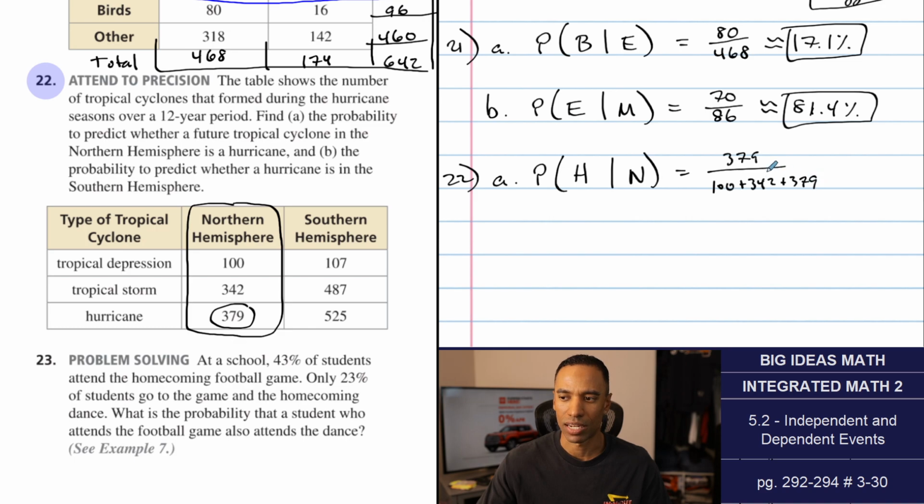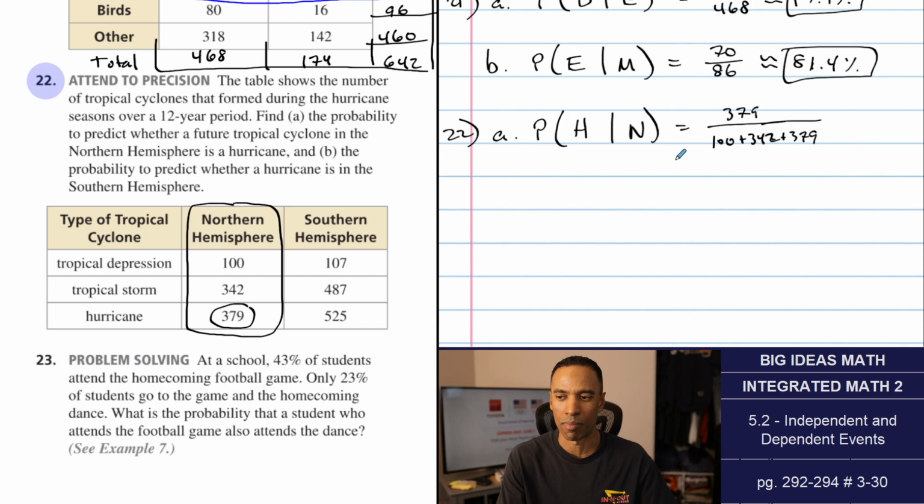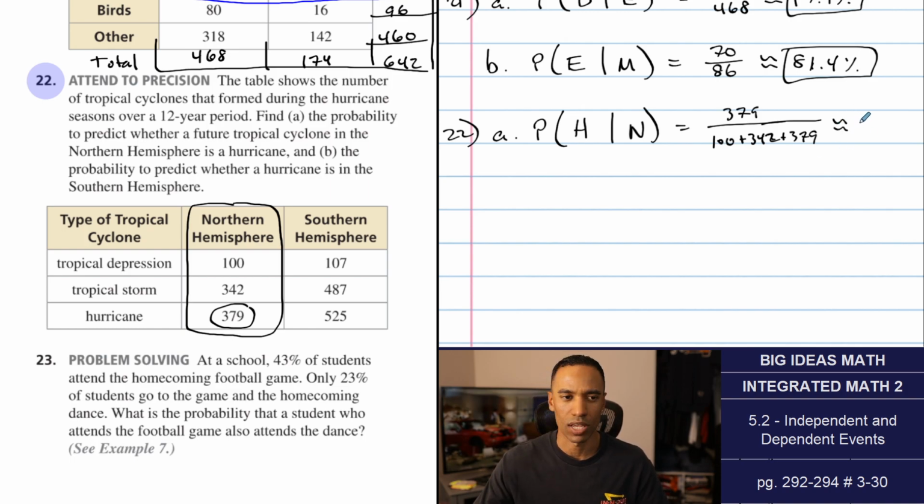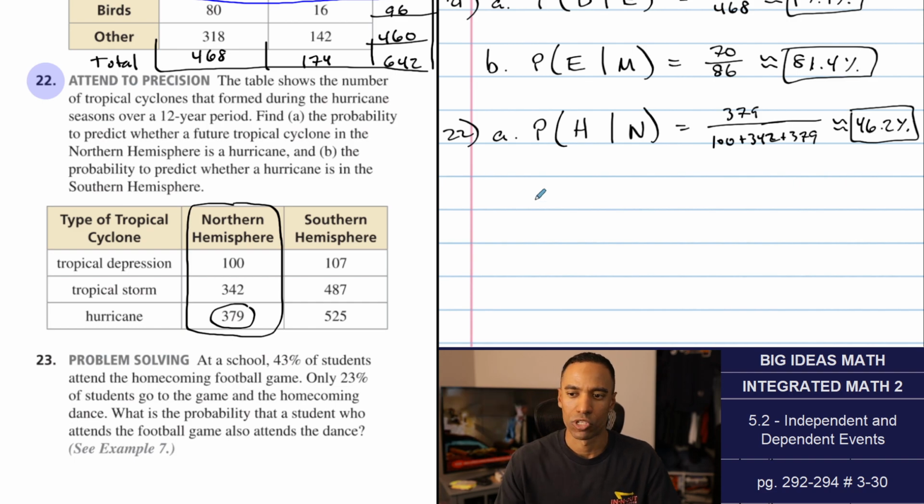And I would have done the same thing I did last time, but because we're only doing it for a single question, I think here we might as well just do it like that. So I'm going to calculate this straight up right now. 379 divided by 100 plus 342, and I'm doing this in parentheses, by the way, 342 plus 379. 0.4616, so about 46.1% or 46.2%. 46.2%. 379 out of whatever total that was. There it is. Part B.